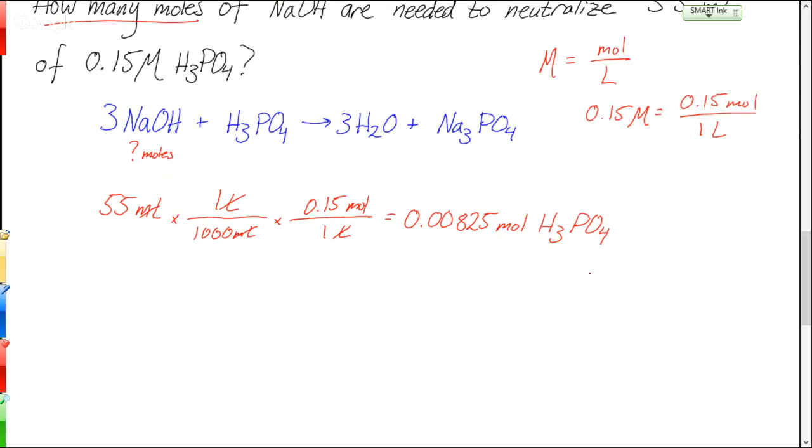So now we know that we have 0.00825 moles of this one. And if we've got 0.00825 moles of that one, we can figure out from the mole ratio how much of the other one we need. So that looks like this.